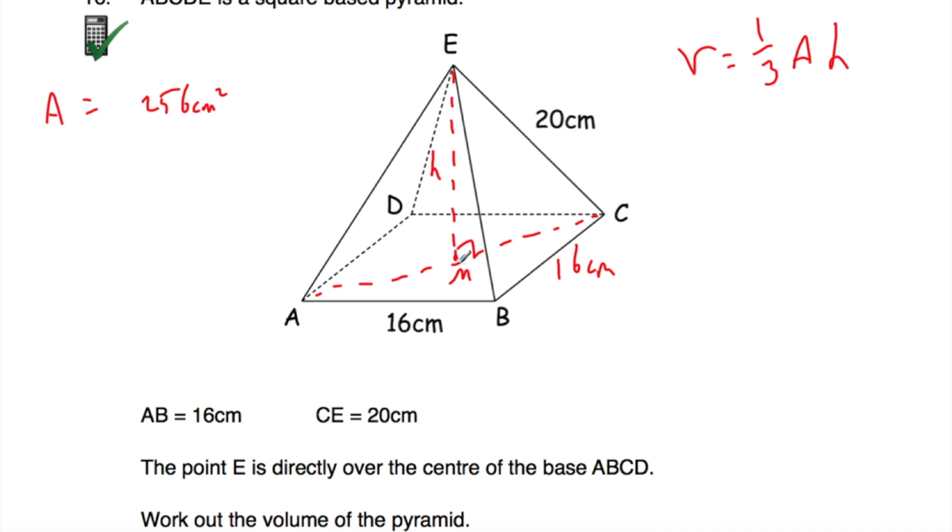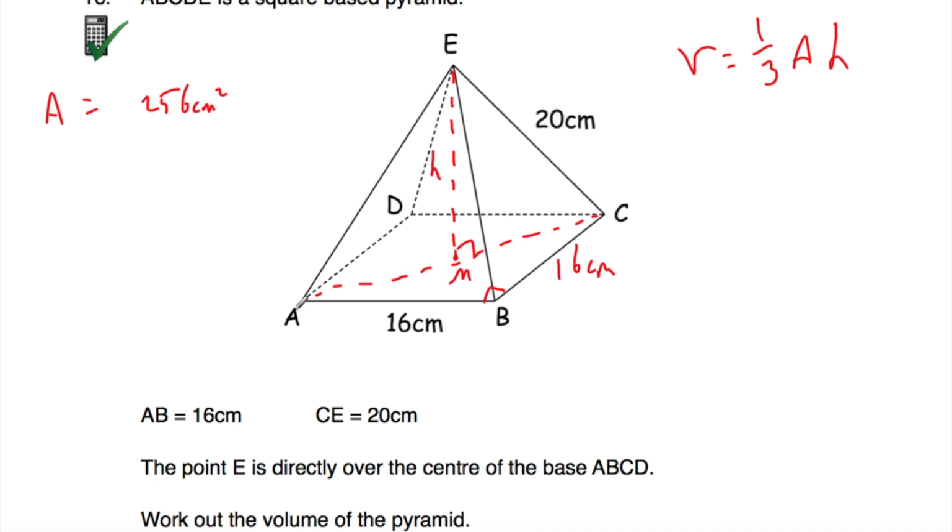So let's do that. Let's find out what MC is. Here we've got a right angle triangle. ABC is one big right angle triangle. The two shorter sides are 16 and 16, and AC the whole way across is the hypotenuse, the side opposite the right angle.